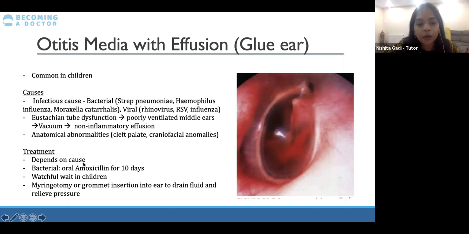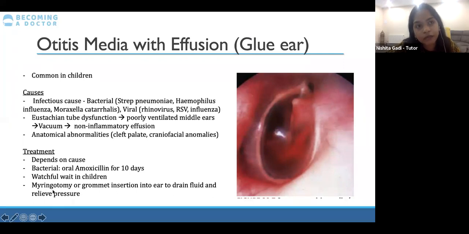Treatment depends on the cause. For example, if it's bacterial, you'll have oral amoxicillin. Let's say it's the viral cause, that's not going to do anything, so you wouldn't do that. But if it's viral, you can also watch and wait and see what happens in the child.